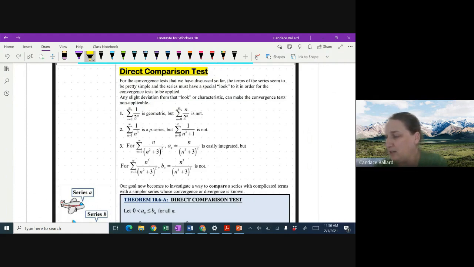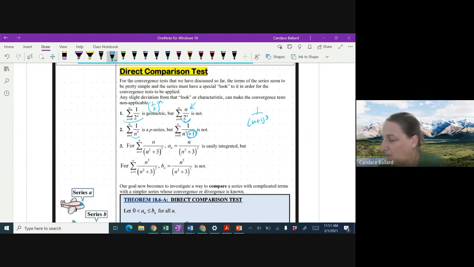So for instance, if we have 1 over 2 to the n, that would be something geometric, because I could rewrite it like that, right? This I cannot, because that n just threw the whole thing off. It's very close to geometric, but it's not quite geometric. 1 over n cubed, that's definitely a p-series. But if I add 1 to that cubed, it's not a p-series, okay? And that's totally different than saying n plus 1 cubed. That one would be a p-series, okay?